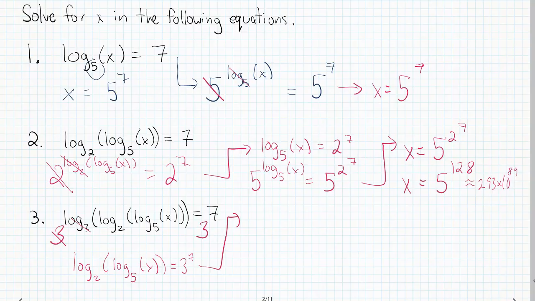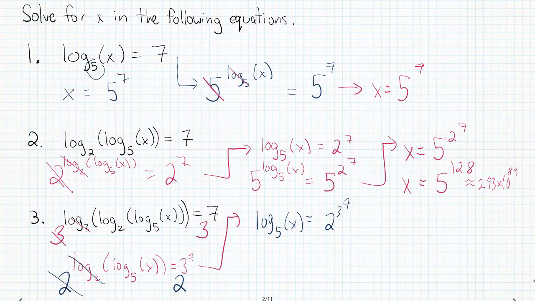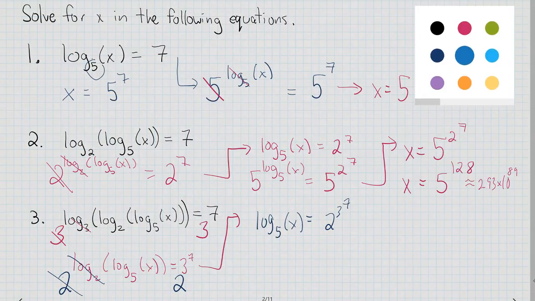Now, moving forward from there, the way we can get rid of this log base 2 is put 2 down as a base and put the rest of the stuff as an exponent. So the 2's will now cancel. And so now what we're left with is just log base 5 of x equals 2 to the 3 to the 7th. Okay, so we're one step closer yet, and so now let's try a different color. Let's do this light blue here.